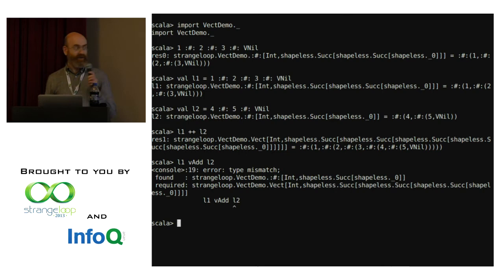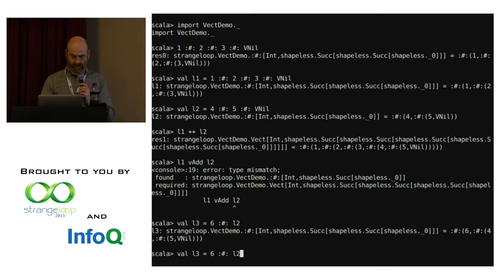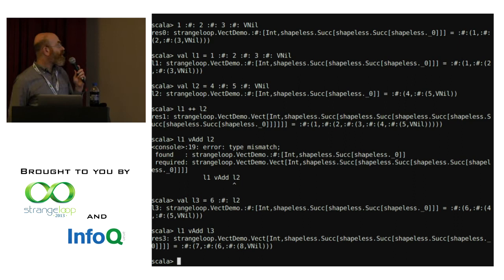So let's do this again. Let's take L3 is, what should we have? Let's have 6 stuck on the front of L2. And now if we do that, success. So that's demonstrating that the types are actually doing some useful work for us here. They're verifying that the property that we're expecting to hold does actually hold.